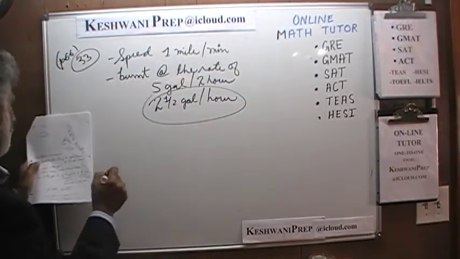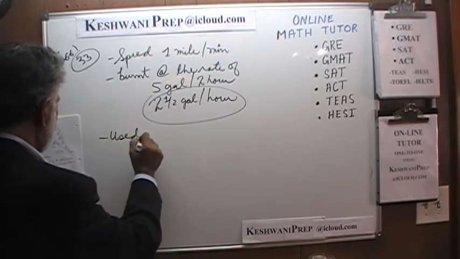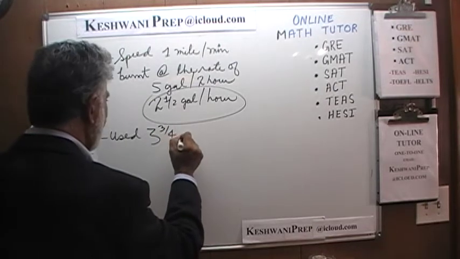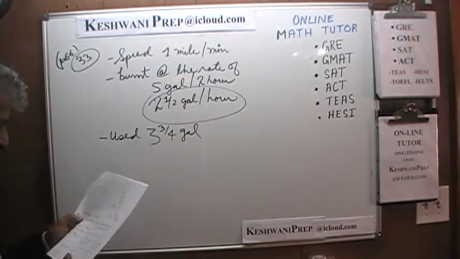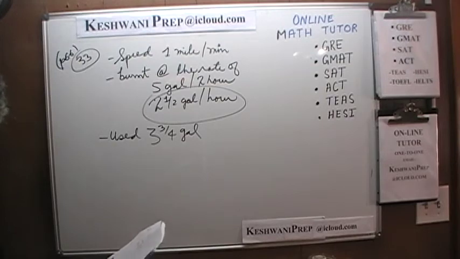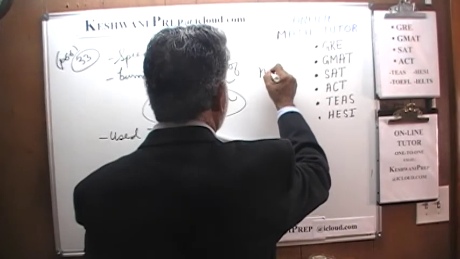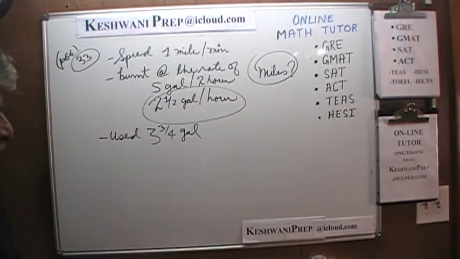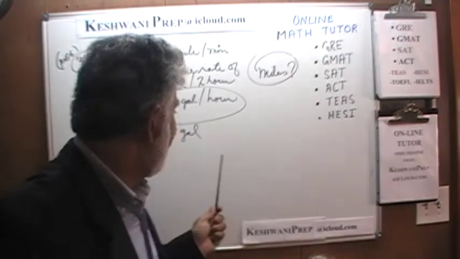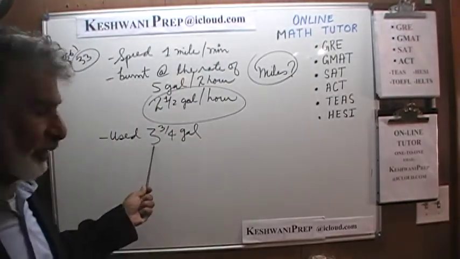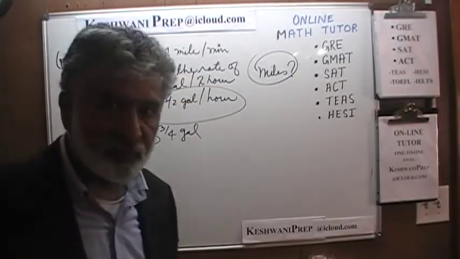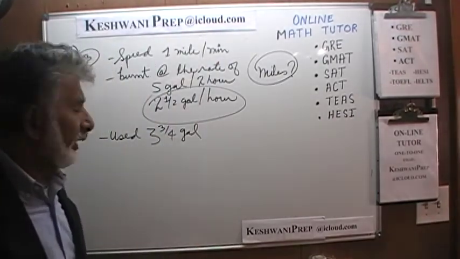Keep that in mind. We are further told that we used 3¾ gallons. The question simply is, how many miles did we travel? Given the fact that we burned 3¾ gallons, and given the fact that we are going at the speed of 1 mile per minute, how many miles must we have traveled in this scenario?